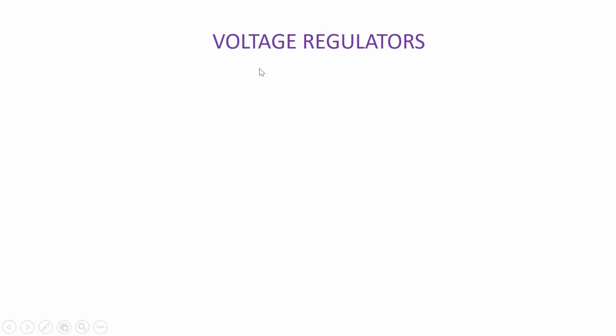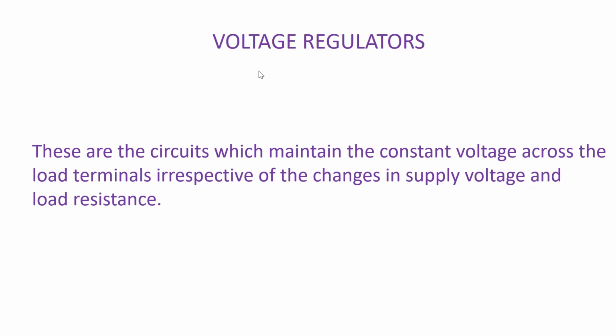After this filter comes the block of the voltage regulator. A voltage regulator is a circuit which maintains a constant voltage across the load terminals irrespective of the changes in the supply voltage and the load resistance. There are many types of voltage regulators.